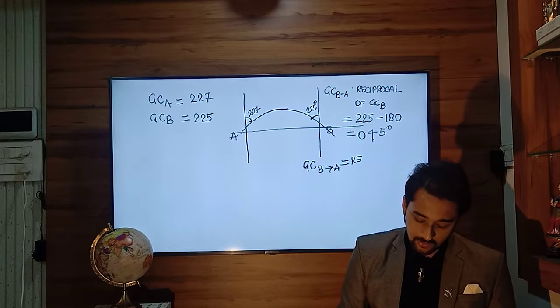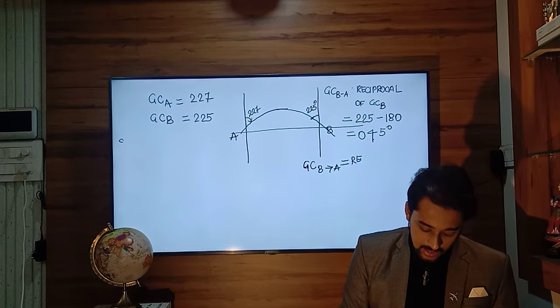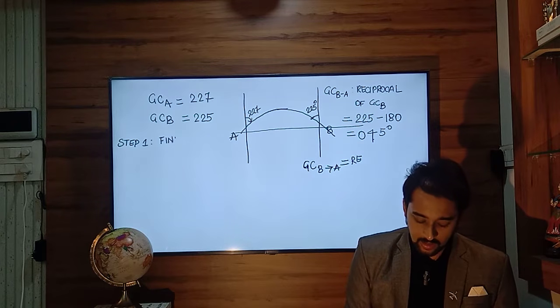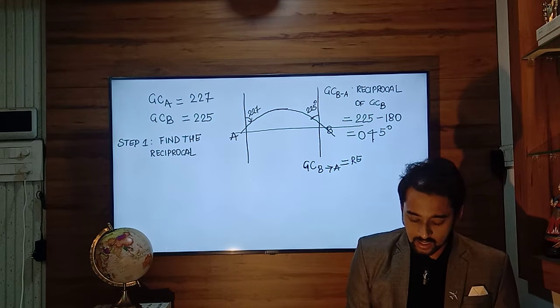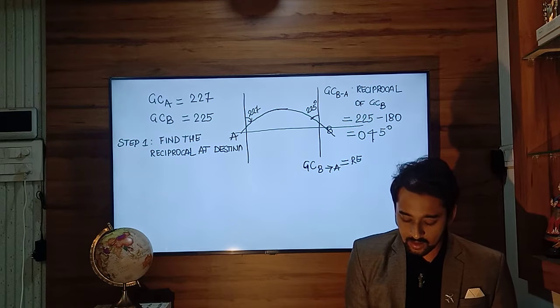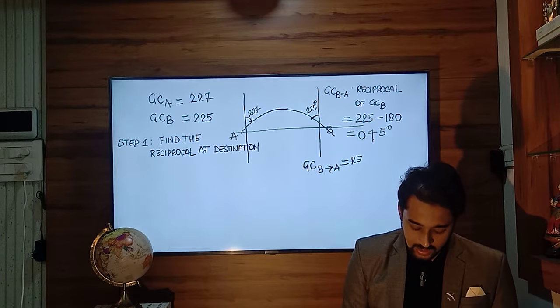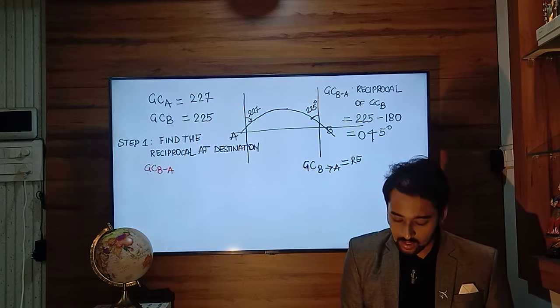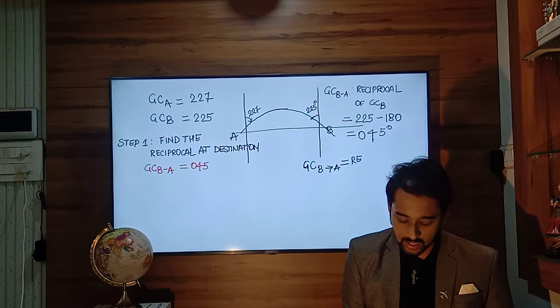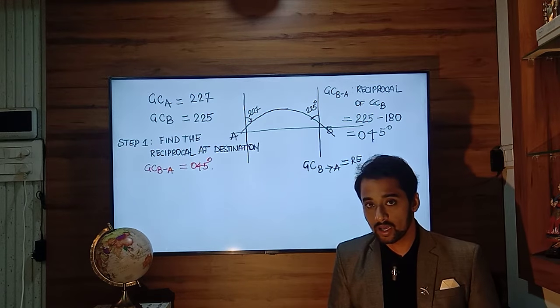Now to find the hemisphere, step 1 is to find the reciprocal direction at the destination. In this case, what was the reciprocal direction? While coming back from B to A, it became 045 degrees. That is the reciprocal direction.